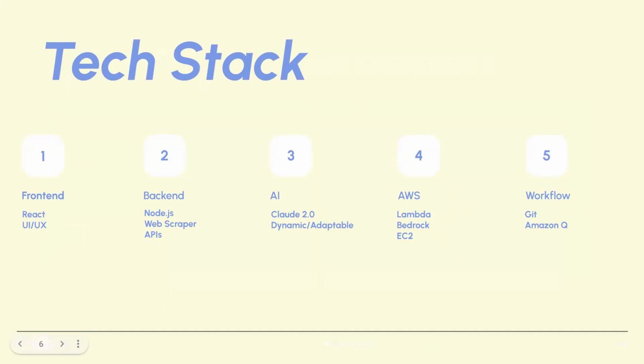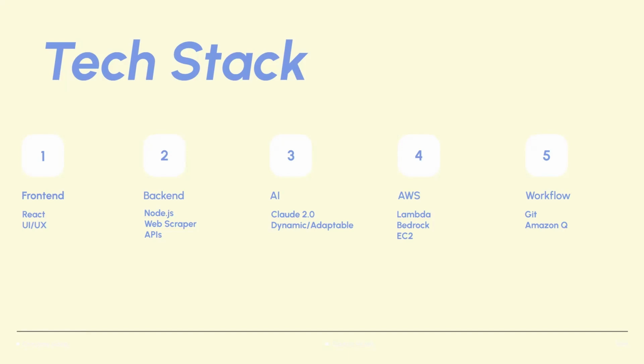Awesome. So great demonstration. Thank you for that. So we're going to go into our tech stack. First off, we have our front end, which we'll be using React. This is for our UI and UX. We'll have our back end, which is Node.js. This is where we'll be doing our web scraping for nutritional info, as well as have our APIs for calls and endpoints. We'll move on to our AI, which the model we currently use is Claude 2.0, but of course in the future we can update this or change models to a more suitable one.